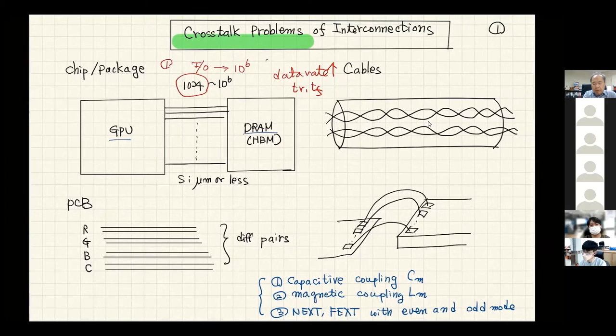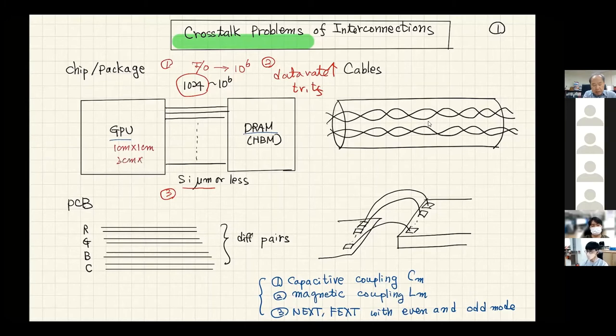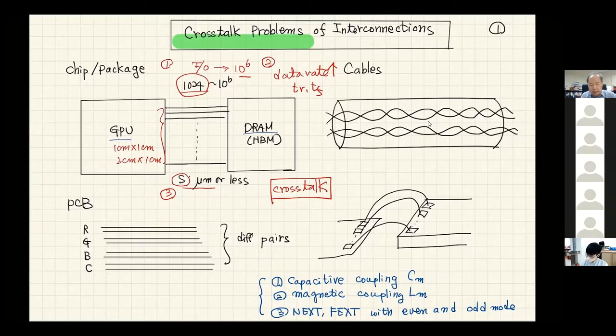In addition, we have another trend: the space between lines is getting smaller and smaller. The size of a GPU may be 1 centimeter by 1 centimeter, or 3 centimeters by 3 centimeters, and the HBM has an even smaller die size. So in order to put thousands or millions of interconnections in this very limited edge space, the spacing between the lines will become smaller and smaller. So it's going to be very challenging to control crosstalk. That means crosstalk is going to be a big challenge.